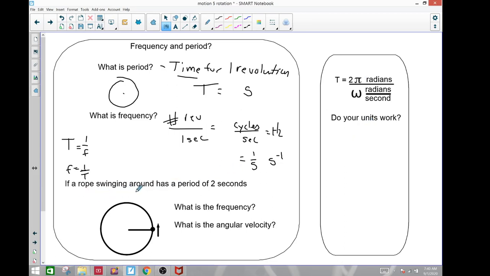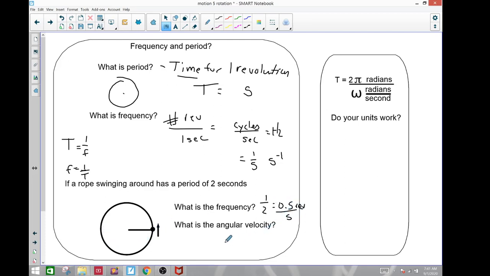It says if a rope swings around and has a period of 2 seconds, what's the frequency? In this case, the frequency is just 1 over 2, or 0.5 rotations per second. And we'll just do per second. You could do revs per second, revolutions per second. Because if it takes 2 seconds to get around, the rope swing has a period of 2 seconds, so that means in 1 second, it only gets halfway around. And that's where this is coming from.